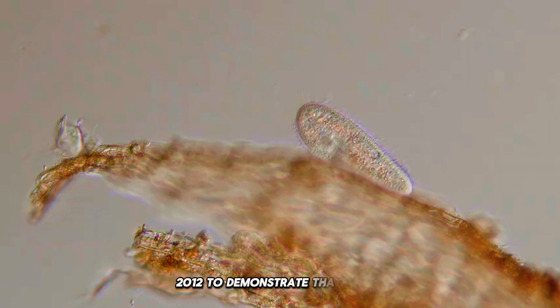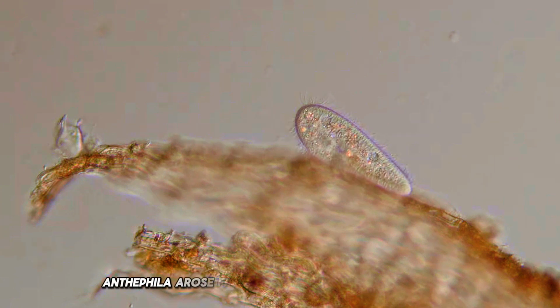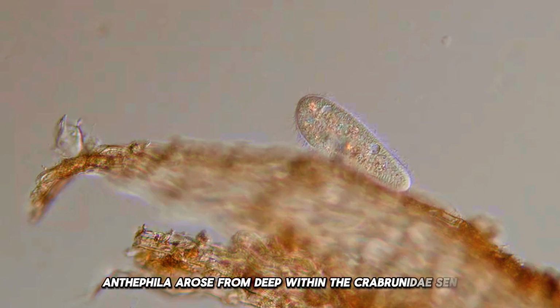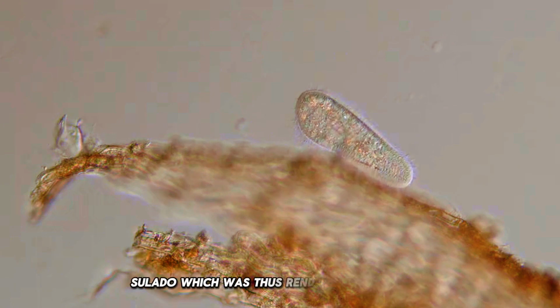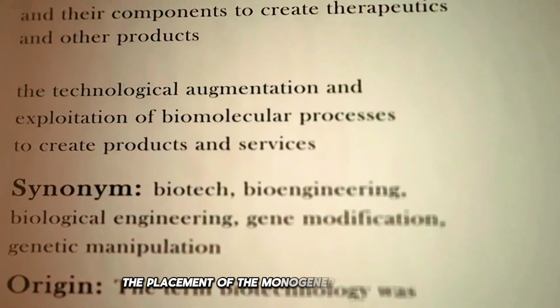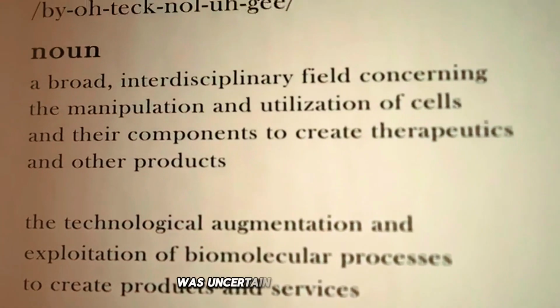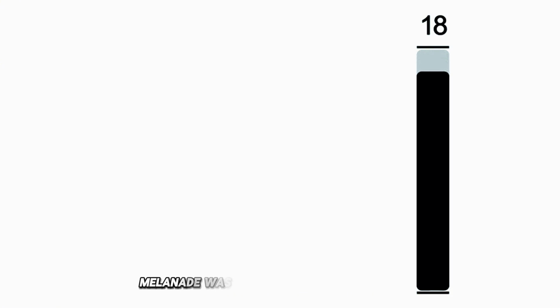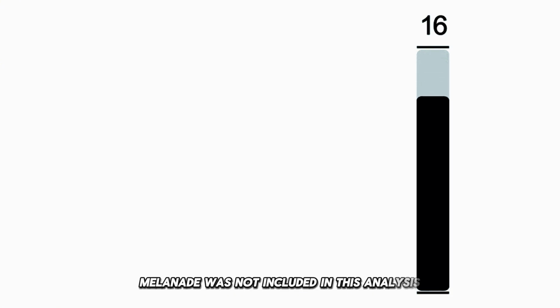Phylogeny, external. Molecular phylogeny was used by Debevec et al. 2012 to demonstrate that the bees and the Pemphredoninae arose from deep within the Crabronidae sensu lato, which was thus rendered paraphyletic. In their study, the placement of the monogeneric Heterogynaidae was uncertain. The small family Melittidae was not included in this analysis.